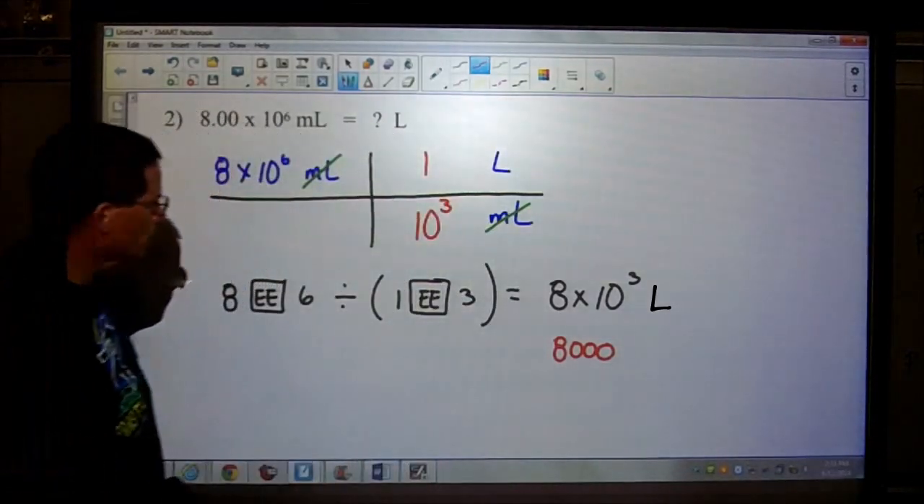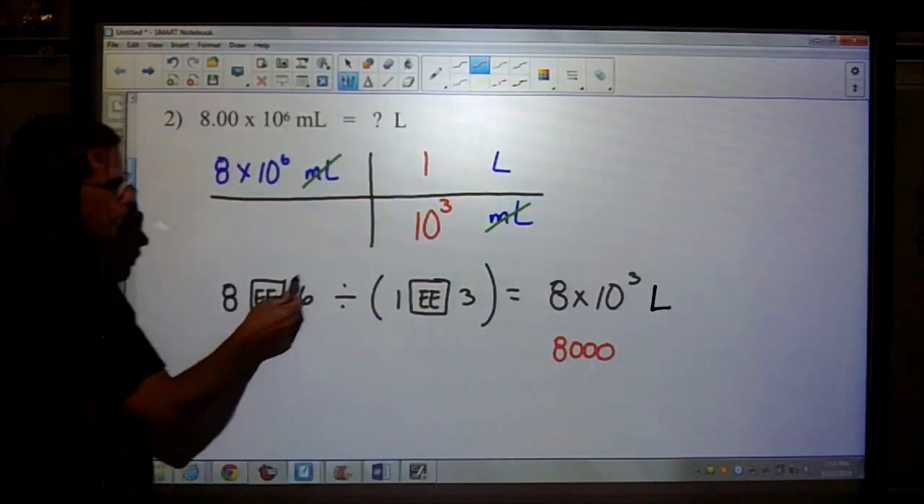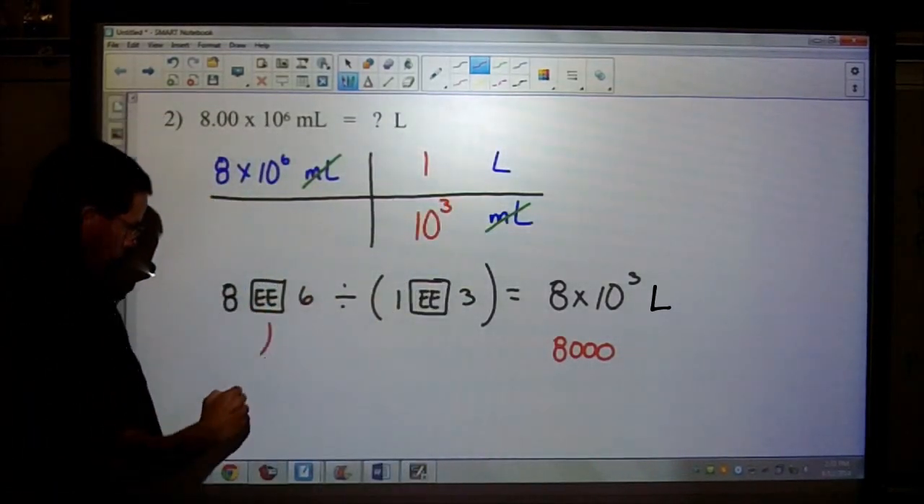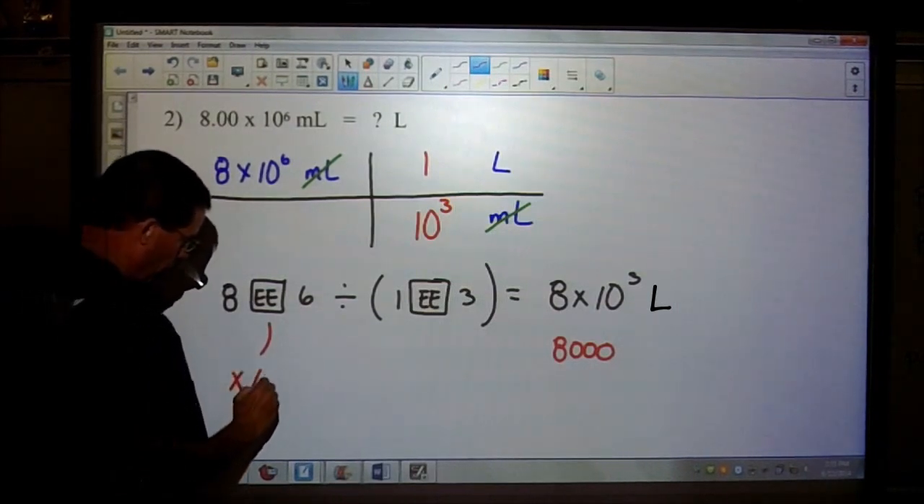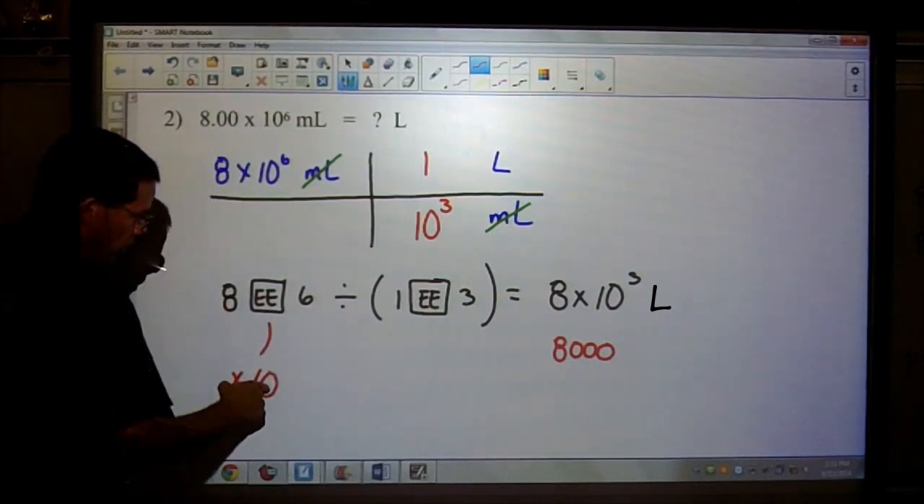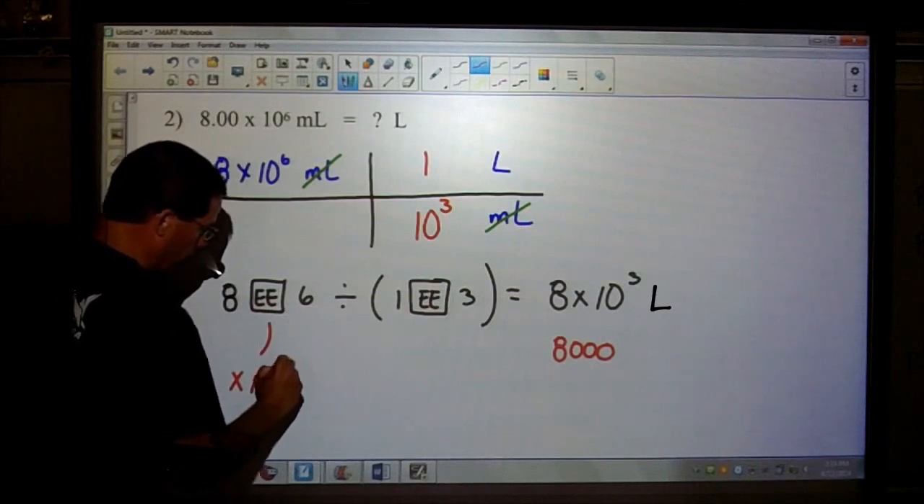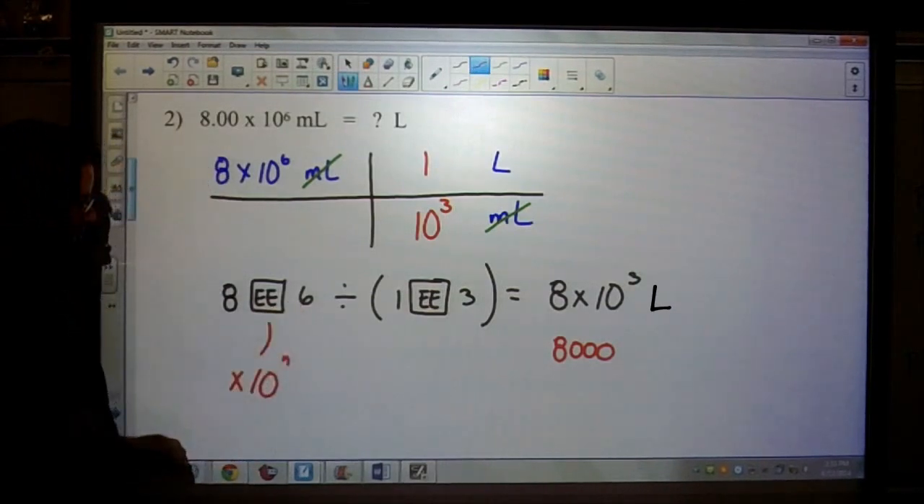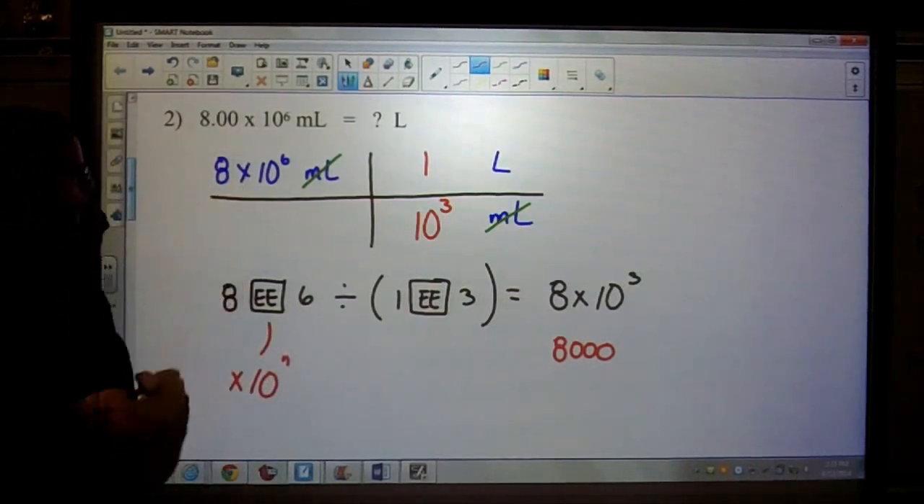Okay. Again, the EE button is a times 10 function, so your calculator says, oh, 8 times 10 to whatever number I type in next, so my n in this case is 6. So that makes that 1 times 10 to the 6.